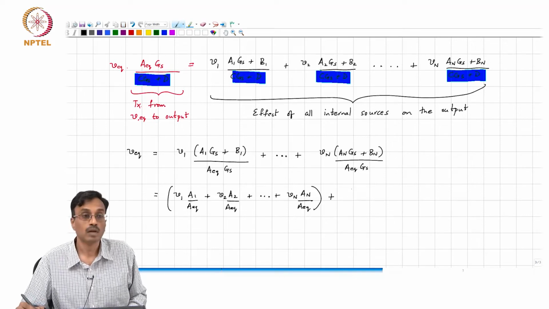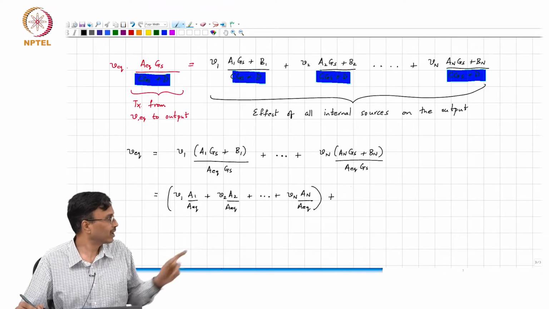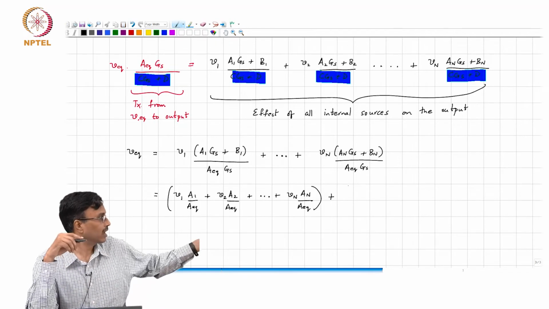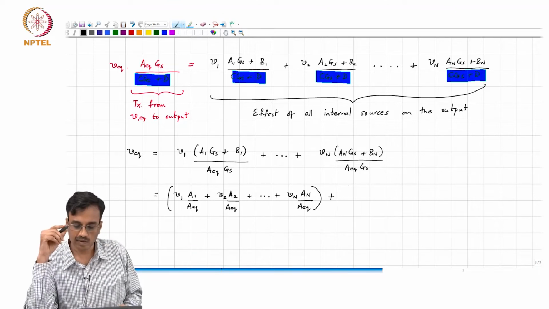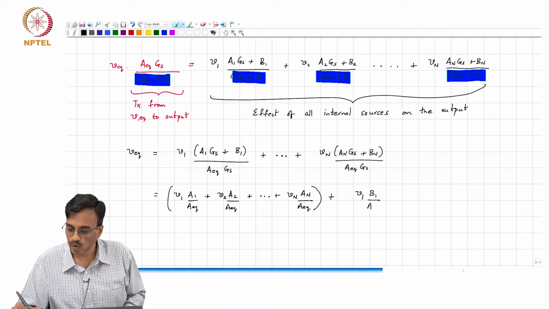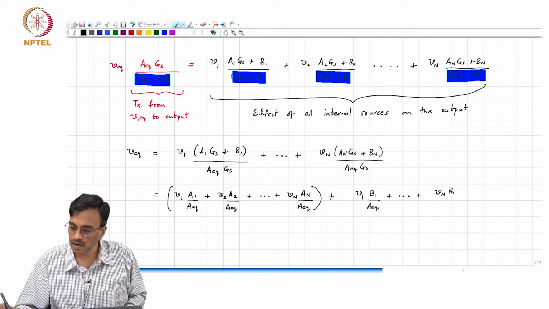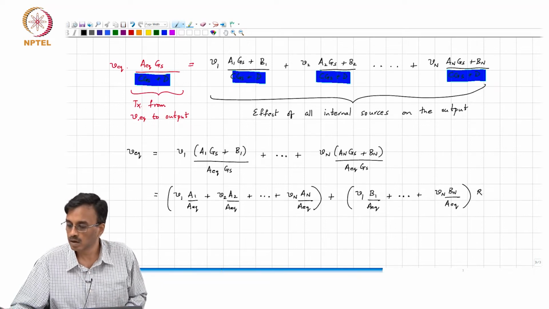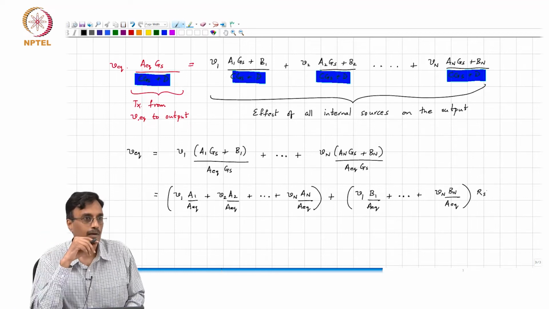plus... Oh, by the way, is this dimensionally consistent? Well, A and A equivalent basically have the same dimensions. So this is indeed a voltage, correct, plus V1 times B1 by A equivalent, plus all the way up to Vn times Bn over A equivalent, divided by, multiplied by GS, which is equivalent to saying it is, all right.